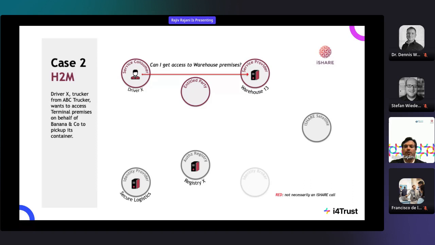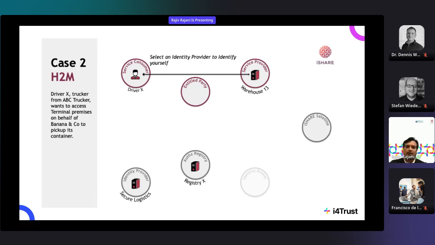So instead of doing paper-based validation of identity, assume that driver X uses digital means to do so. At the gate, there is a digital way to identify itself as a driver. So the driver uses that mechanism, either a portal or an app with a QR code or something, scans it and wants to log in. But the warehouse needs to know the identity. So it asks which identity provider driver X would like to use in order to identify itself, so that warehouse 13 can determine whether to allow access to the driver or not, right?